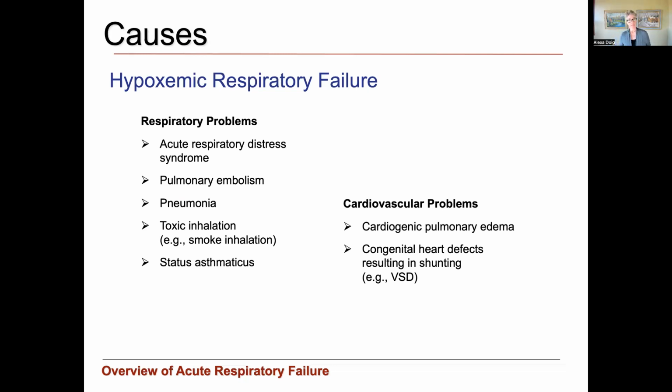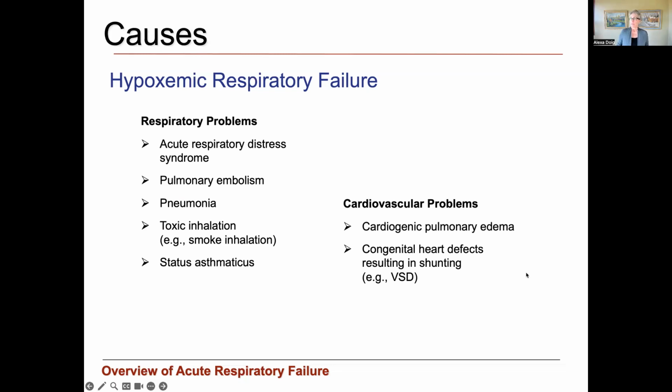Pneumonias could be bacterial, severe bacterial, or more severe viral pneumonias, COVID, SARS, etc. We always have to be concerned about our patients that inhale toxic gases. Honestly, it's usually smoke inhalation, so it could be a house fire or a car fire. And then, of course, we have our patient who goes into status asthmaticus. We talked about that with anaphylactic shock in a way, because status asthmaticus is very similar to the respiratory changes that we see in anaphylactic shock, so severe bronchoconstriction.